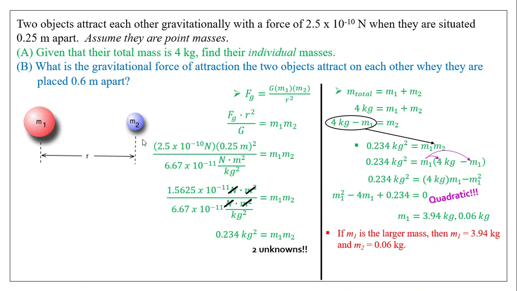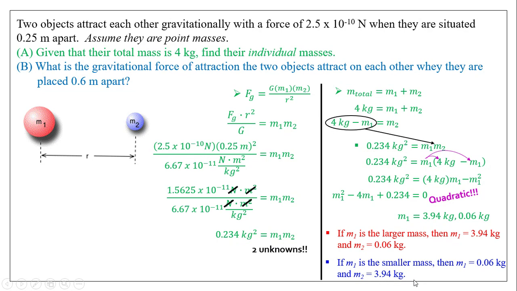So here I made 2 statements for you. I said that if m1 is the larger mass, then m1 would equal 3.94 kilograms, because quadratic gives us 2 values. 3.94 is greater than 0.06. But if m1 is 3.94 kilograms, then m2 would have to be the other mass because they have to add up to 4. However, if m1 is the smaller mass, then m1 will be 0.06. And if m1 is 0.06, then m2 is the remaining mass, which in this case would be 3.94.